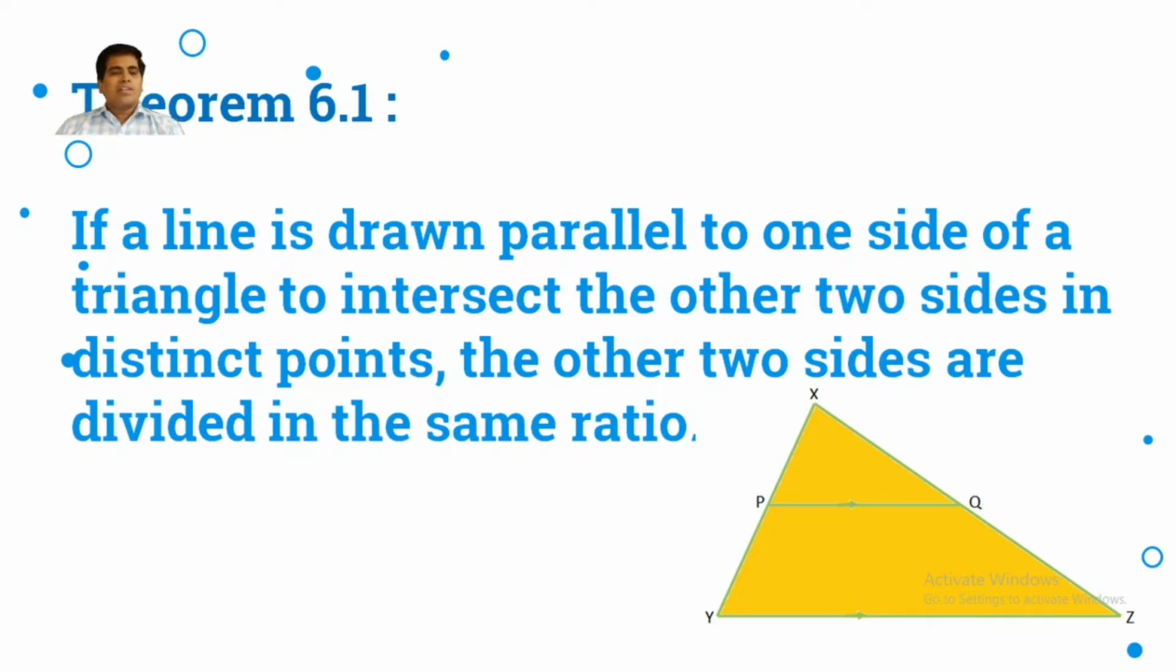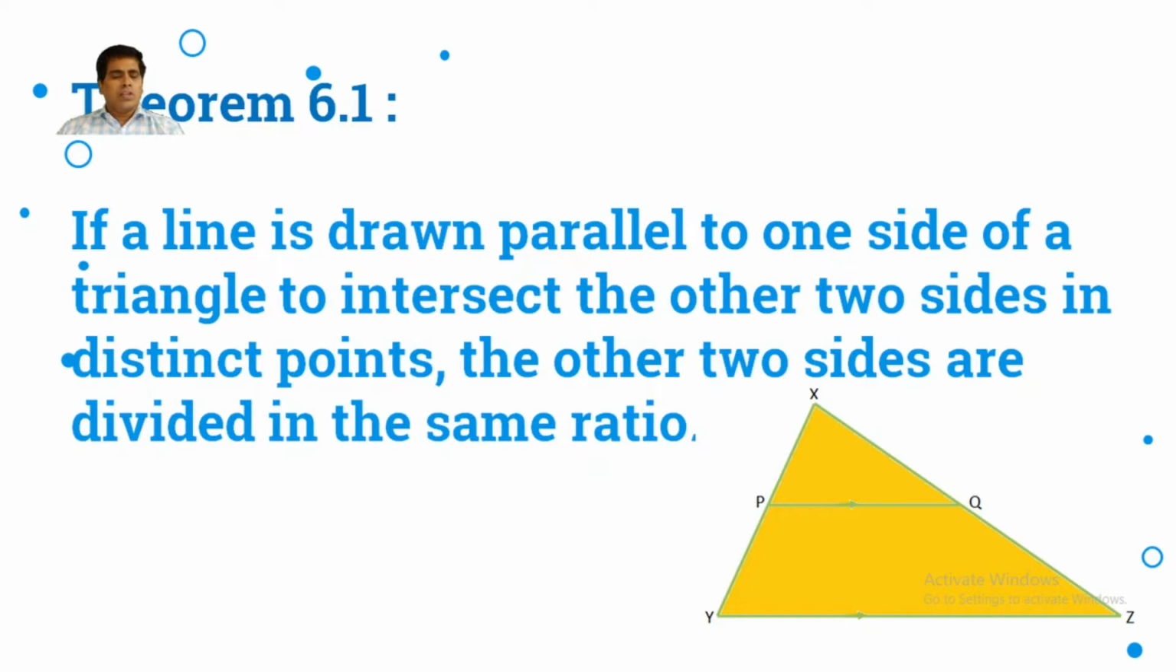Today we are discussing theorem 6.1 from the triangle chapter. This is also known as the BPT theorem, the basic proportionality theorem. This is the theorem invented by the mathematician Thales. On the name of the same mathematician, we can call it the Thales theorem also. So let us see this.